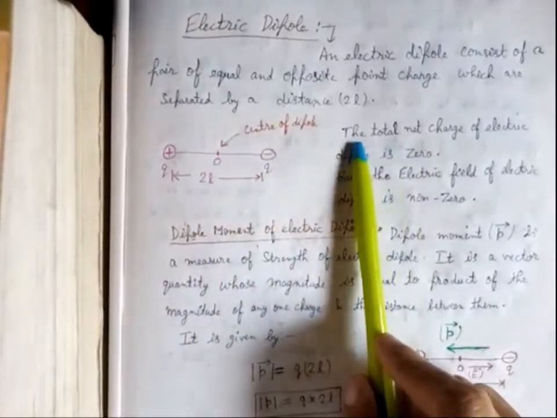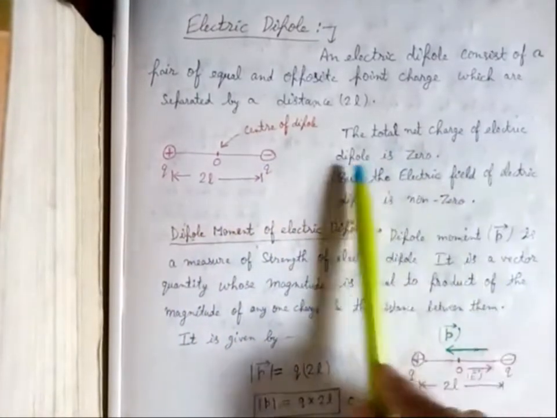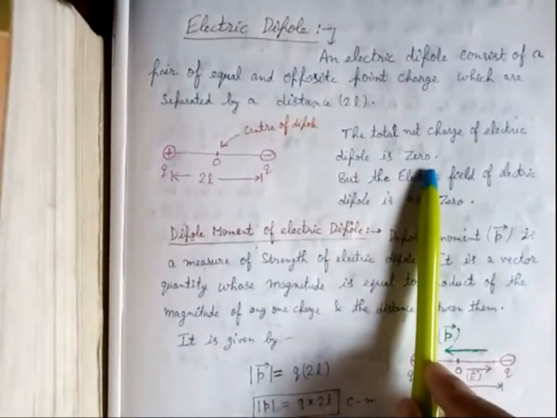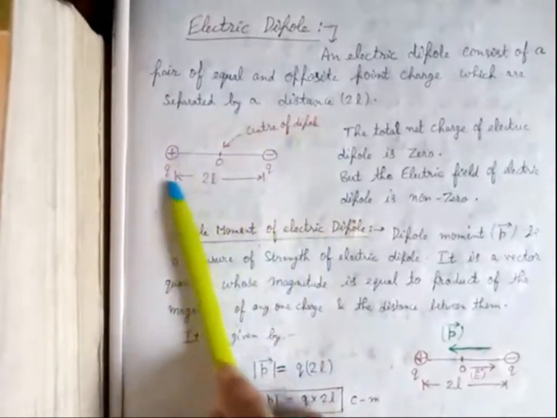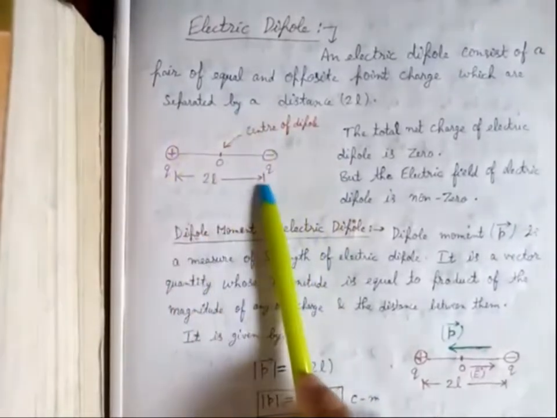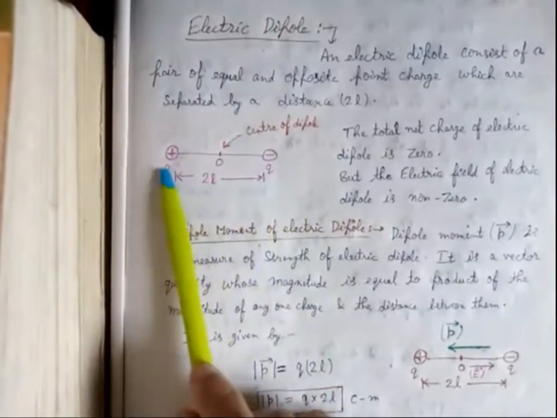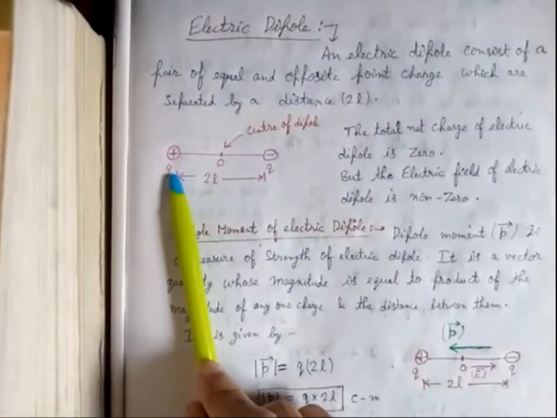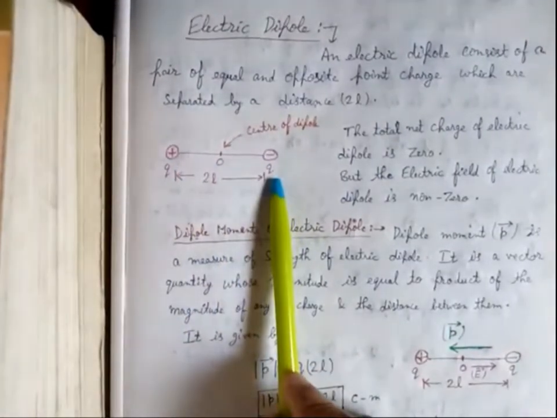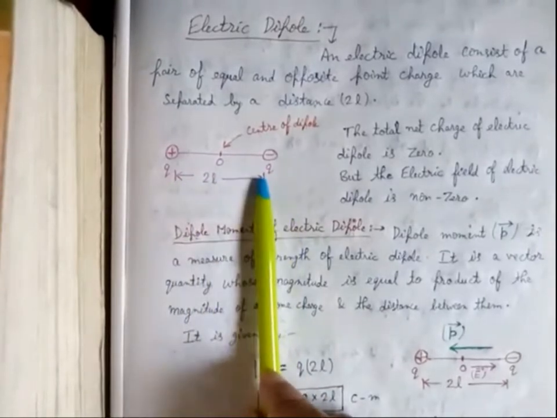So the total net charge of an electric dipole is 0, because when we are considering it as one isolated system, then the total net charge will be 0 because it contains one positive charge and another negative charge which are of equal magnitude.